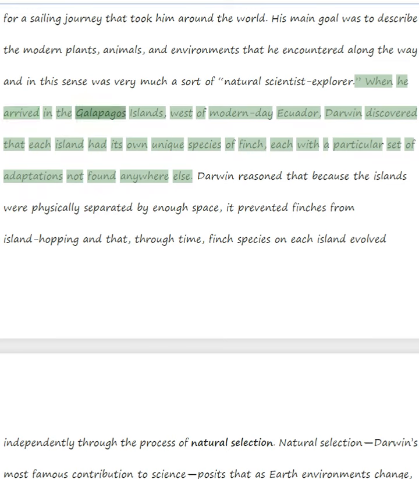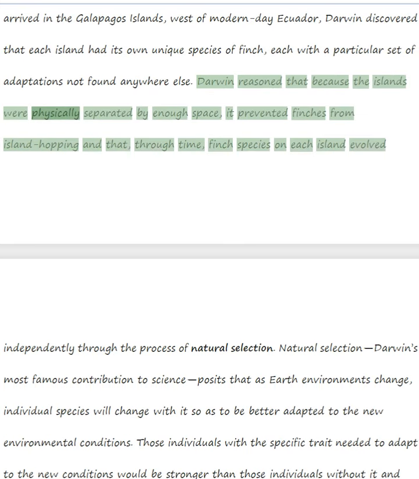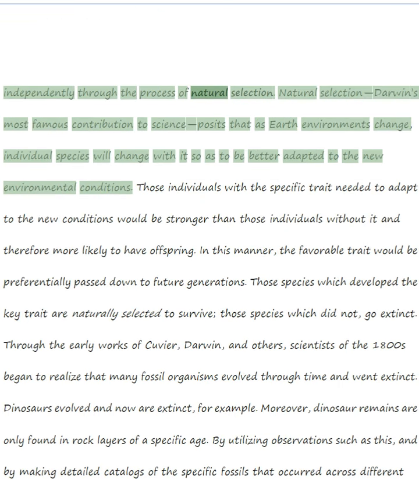When he arrived in the Galapagos Islands, west of modern-day Ecuador, Darwin discovered that each island had its own unique species of finch, each with a particular set of adaptations not found anywhere else. Darwin reasoned that because the islands were physically separated by enough space, it prevented finches from island hopping, and that, through time, finch species on each island evolved independently through the process of natural selection. Natural selection, Darwin's most famous contribution to science, posits that as Earth environments change, individual species will change with it so as to be better adapted to the new environmental conditions.